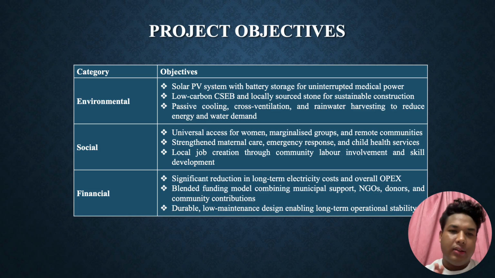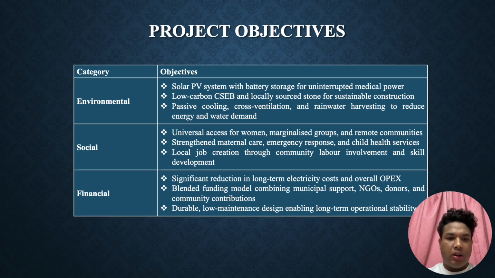The project objectives are guiding the solar powered community health clinic project in Dolakha. Starting with the environmental objectives, the clinic relies on a solar PV system with battery storage to ensure uninterrupted medical power, which is crucial in a region facing frequent outages. We use low carbon CSEB blocks and locally sourced stone to minimize embodied carbon and reduce transportation impact. In addition, passive cooling, cross ventilation, and rainwater harvesting help lower energy and water demand throughout the building life cycle.